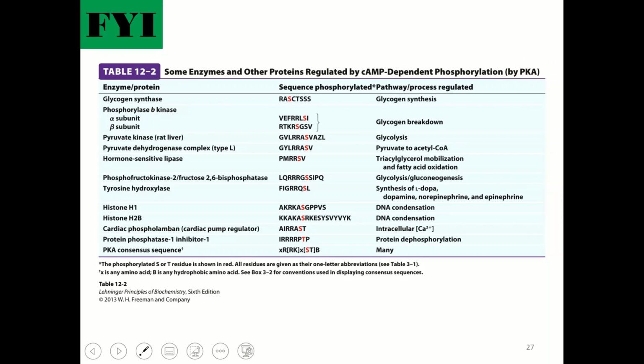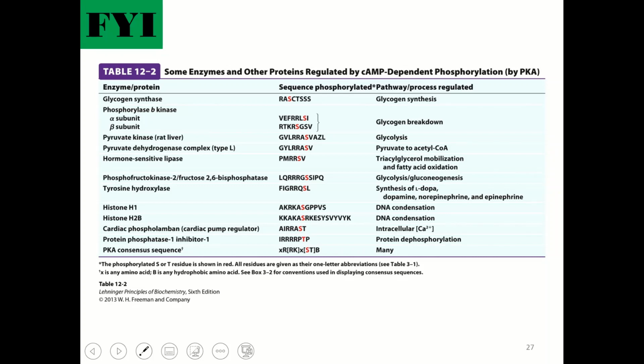Okay, so here is table 12.2, and this shows some enzymes or other proteins that are regulated by cyclic AMP dependent phosphorylation by that PKA enzyme. Don't need to know these by heart or memorize them. It's just really here to emphasize the point that PKA is sort of promiscuous. It will phosphorylate many different proteins. Most typically, it does it at the amino acid serine, but here's one example, at least, of a threonine that it phosphorylates.